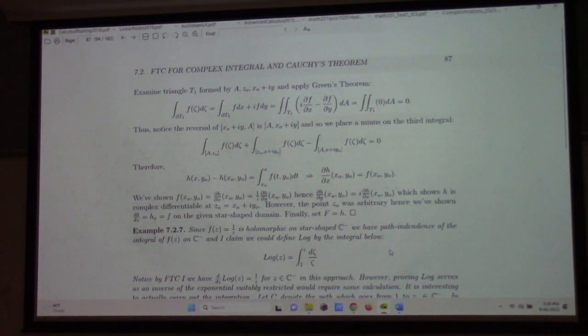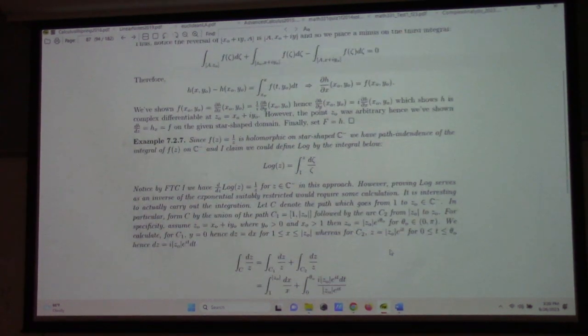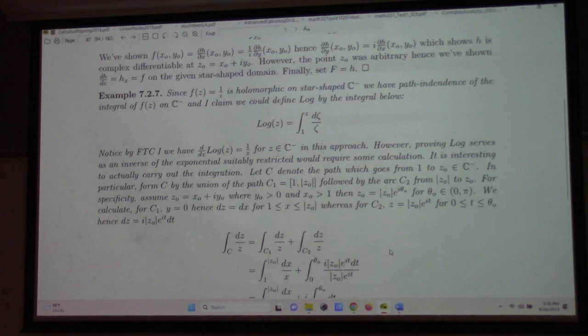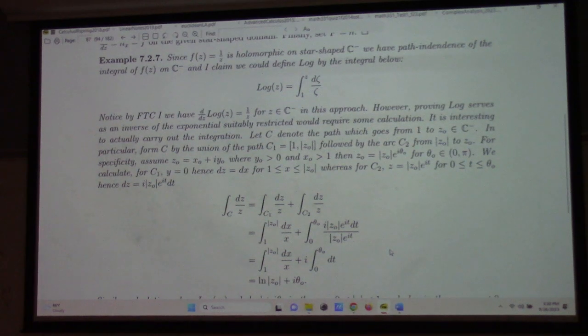So this is actually how we build the potential function from a given complex function. We do this line integral like this. And by the way, guys, this gives us a way to define the logarithm in terms of an integral.